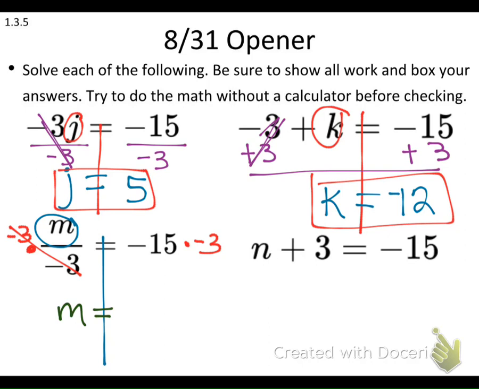15 times 3. 15 times what? 3. 45. I heard it. 2 negatives equal a positive. And we're going to box it. Perfect.